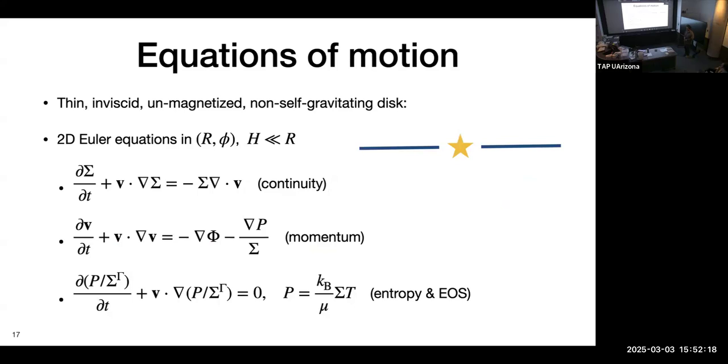Right. So here's just a slide with equations. What I use, I assume a thin disk, inviscid, there's no viscosity, no magnetic field, no self-gravity of the disk. It's described by 2D Euler equations. You have continuity, momentum, with the star's gravity and pressure gradient, and the energy equation written in terms of entropy, and the ideal gas law to close the equations.